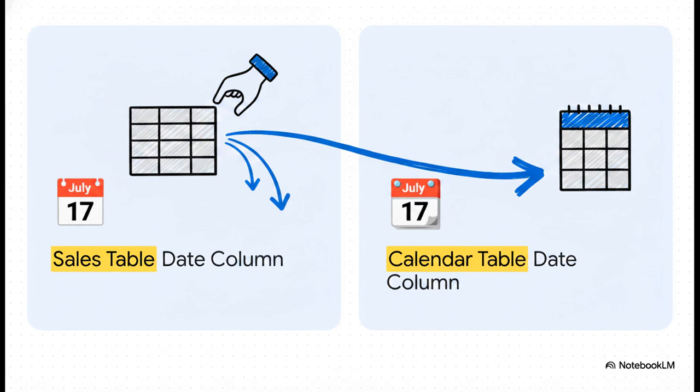So with our calendar table and sales table both in the system, we've got to hook them up. We hop over to the model view, grab the date column from the sales table, and just drag and drop it right onto the date column in the calendar table. That creates a many-to-one relationship, which is absolutely mandatory. Actually, without it, your timeline charts just flat out won't work.